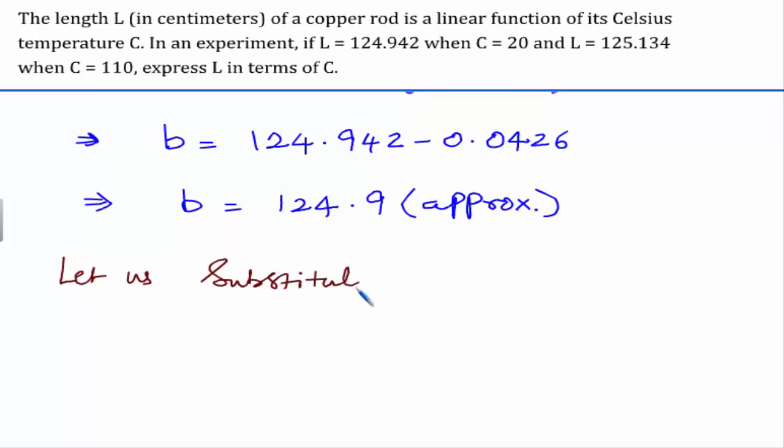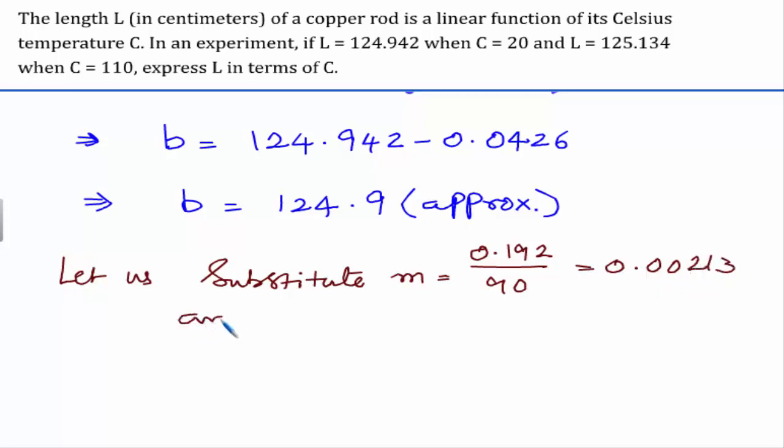Let us substitute m is equal to 0.192 by 90, that is equal to 0.00213, and b is equal to 124.9 in the equation L is equal to mx, not x, mc plus b.